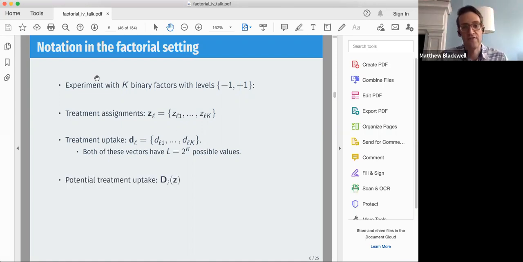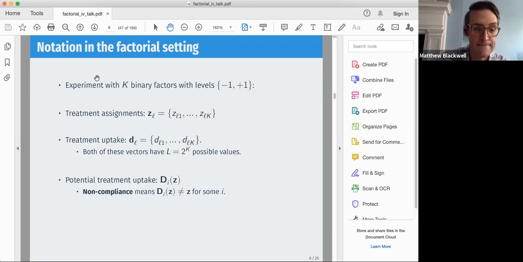And we're going to define now everything just goes from being regular font to boldface font, just to indicate that everything's a vector now. So now that we have this D_i of z, this is just how my treatment uptake vector would look if I was assigned to the treatment assignment little z. Okay, and so non-compliance again just means that it's not the case that everyone has D_i of little z equals little z. So some people deviate from at least one of the factors.